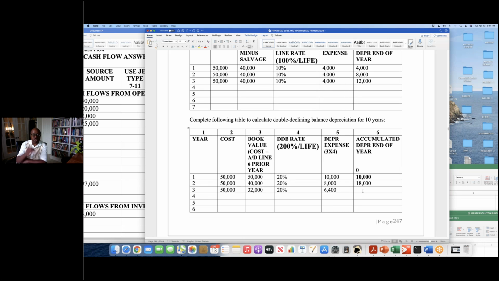So what's our accumulated depreciation now at the end of year 3? Is that 24,400 maybe? 24,400. You all do year 4 then. We'll be about ready to call it quits. You all do year 4.